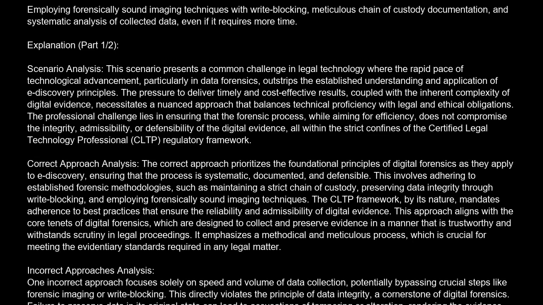Correct answer is D. Employing forensically sound imaging techniques with write blocking, meticulous chain of custody documentation, and systematic analysis of collected data, even if it requires more time.